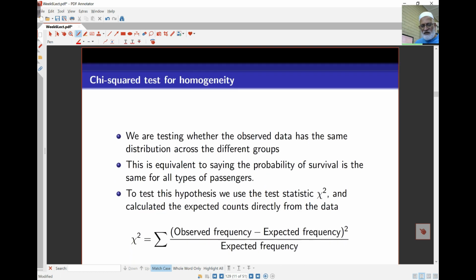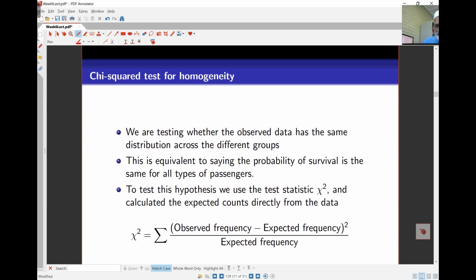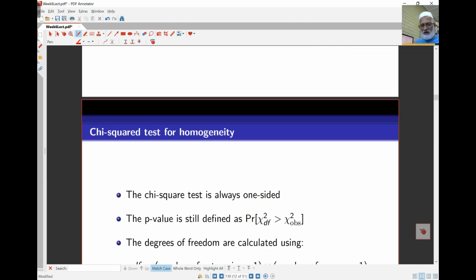The chi-squared test works this way. What we do is we work out, this essentially is saying that the survival probability is the same for all types of passengers. We want to test whether that's the case here. What we do here is calculate what's called the chi-squared test statistic. And the way it's done is the observed frequencies as we have in the tables, minus some way of calculating the expected frequencies, then squaring that and dividing by the expected frequency, then summing them all up. So the way it works is that for every cell we do this.